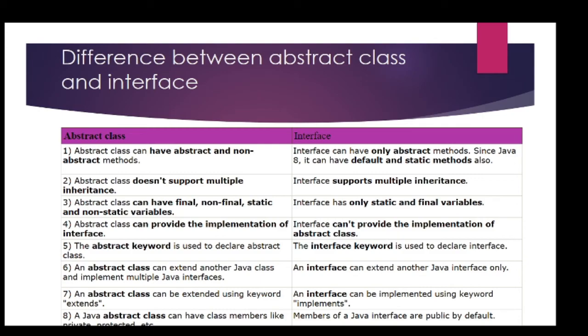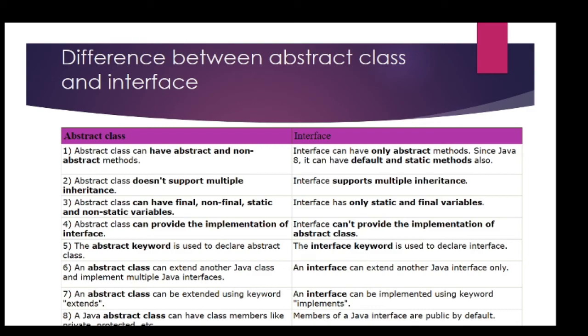The abstract class can have final, non-final, static, non-static variables. The interface has only static final variables, whether you define it or not. The same goes for methods; you can define it or not. All methods are public abstract methods. An abstract class can implement an interface, but an interface cannot implement an abstract class.